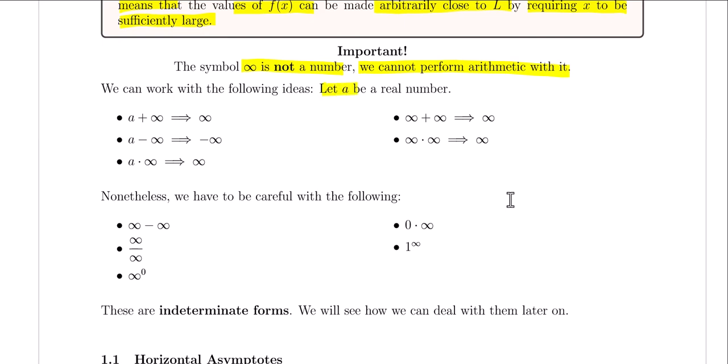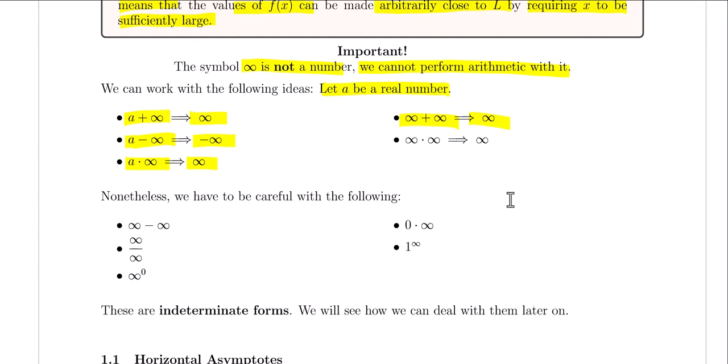Let's say that we have a to be some real number. Well, I have a real number plus infinity. What we're saying here is that we have a number plus something that is arbitrarily large, so we get something that's also arbitrarily large. Now, if we have a number and we subtract something that's arbitrarily large, well, we have a negative number that's arbitrarily large. If we have a number times something that's arbitrarily large, then we're getting a number that's also arbitrarily large. And so a number that's arbitrarily large plus another number that's arbitrarily large, well, you can expect that yes, we have something that's arbitrarily large.